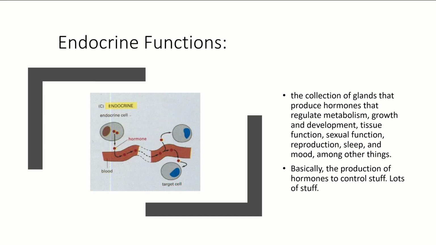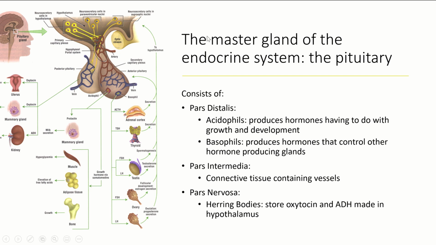Okay, so basically the production of hormones to control stuff, right? A lot of stuff. Your endocrine system is a big regulator of your daily metabolic things, growth, function, everything like that. And when we think about the endocrine system, the big gland that we're talking about is going to be the pituitary. You have a bunch of other little glands all throughout your body, but the pituitary is kind of like the gland of all glands. It is the gland that controls other glands as well.